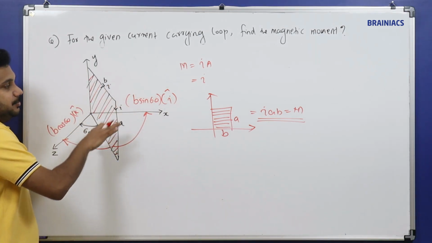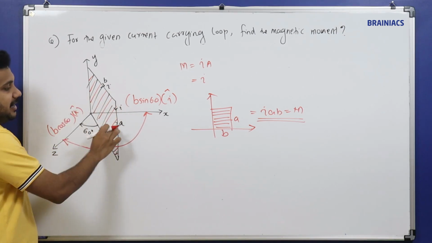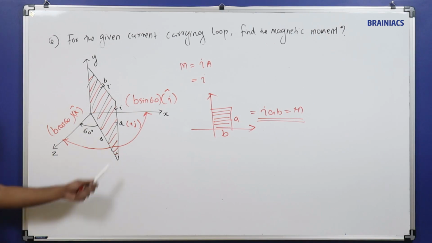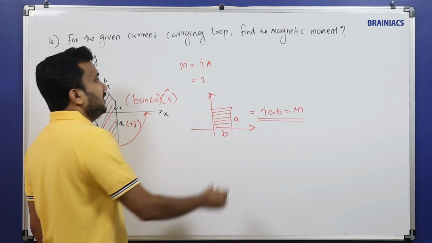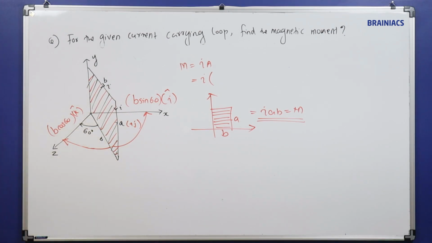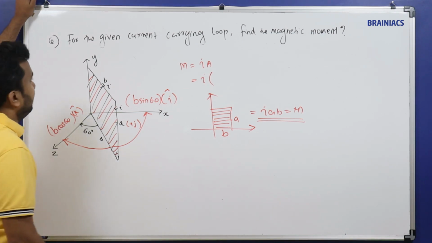So we have split the breadth. What is the length? Length is given as A. In what direction is this? This is in the plus J direction. Now we will multiply current into area, length into breadth. Current into area means length into breadth, along the direction of current. So how will we take it normally?